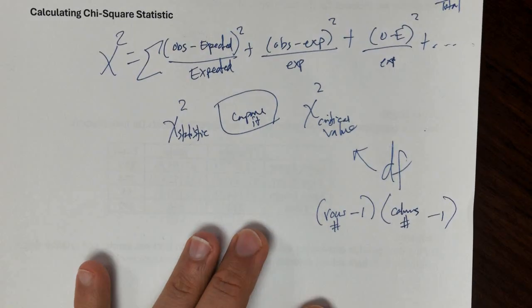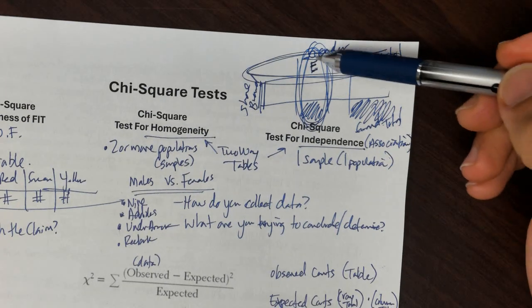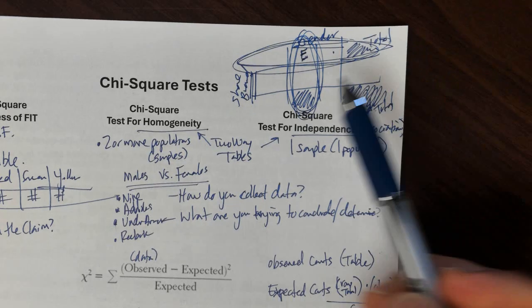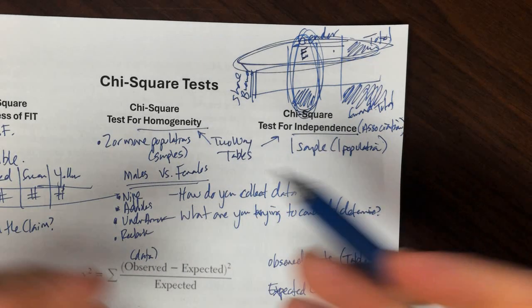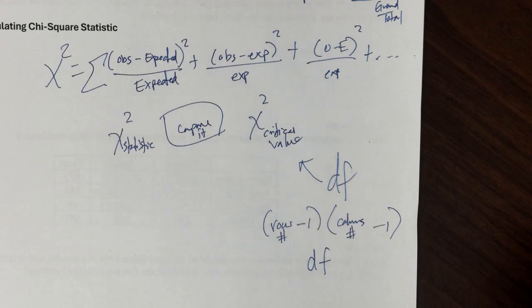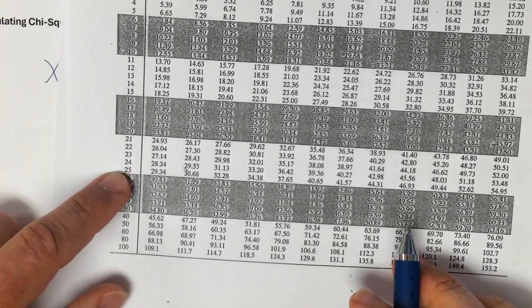Normally it's just n minus 1, right, for degrees of freedom, but here you're dealing with multiple columns, multiple rows. So if you had 2 columns, the vertical ones, you would do 2 minus 1 times however many rows you have minus 1. And the cross product of that, right, when you multiply those, you get your degrees of freedom, which will then take you to the side of your table, right?